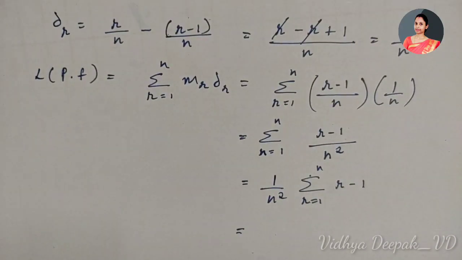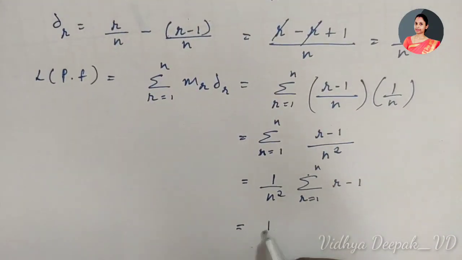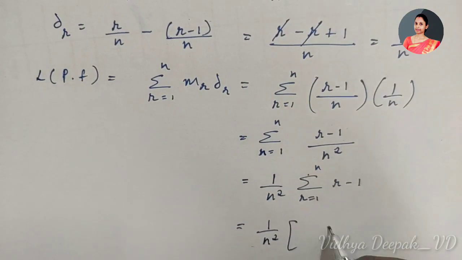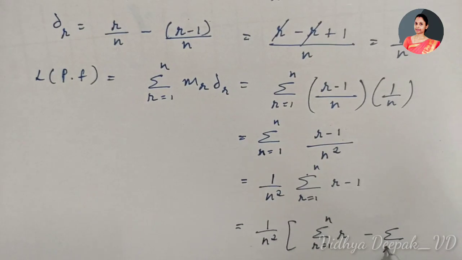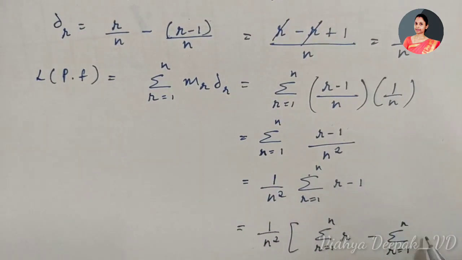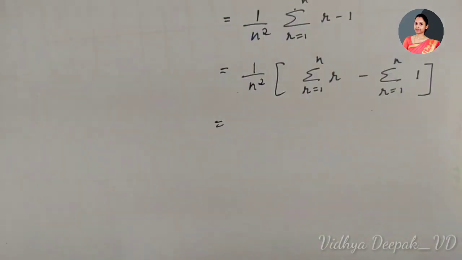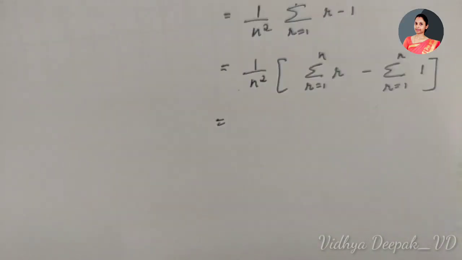Okay, now let us split this summation. What do we get? 1 by n square into sigma r is equal to 1 to n of r, minus sigma r is equal to 1 to n of 1. Okay, so now simplify this. After simplification, what do we get?